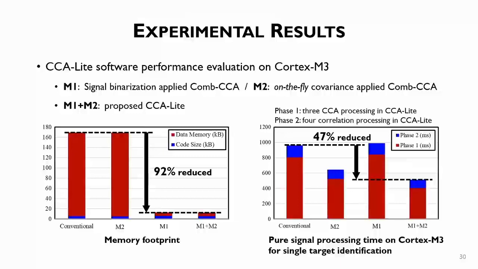We profiled the software performance on Cortex M3. For the memory footprint, the signal binarization plays an important role, reducing the memory requirement by 92%. And the pure signal processing time on Cortex M3 can be reduced by 47% for the CCA-LITE.